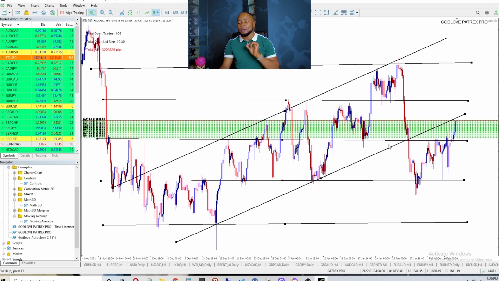By the time we took the trade, the market was just somewhere here. If you check my analysis earlier in the day, we were just somewhere here. So I saw that the market still had the potential to move from here to this particular line, which is about 120 pips.